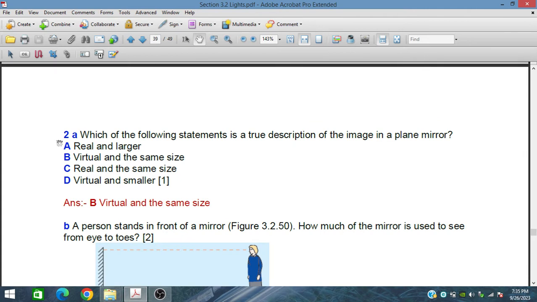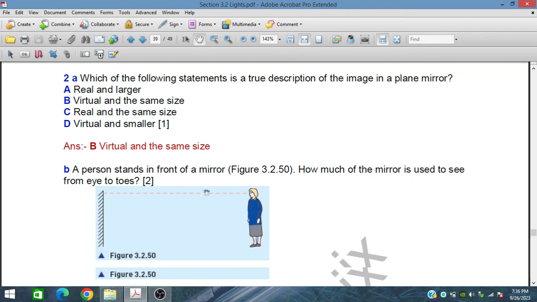In question number 2, which of the following statements is true? A true description of the image in a plane mirror: real and larger, virtual and the same size, real and the same size, virtual and smaller. A plane mirror always gives a virtual image, but the same size. So B is the correct answer, virtual and the same size, because it does not produce a smaller image. So part A is completed.